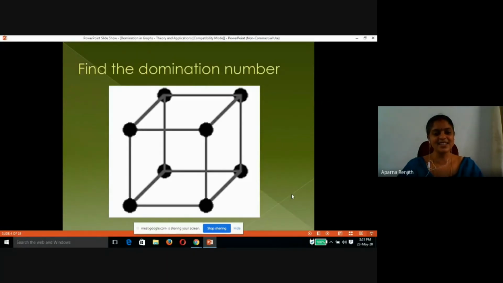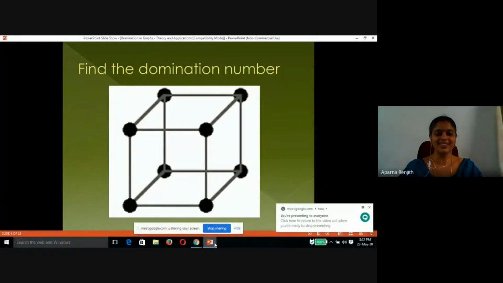So here is an exercise for you. I just want to make sure that all of you are not sleeping. At least some of you are not sleeping. Just find the domination number of this cube and post your answers in the chat box. Most of you have given the answer 2, which is right.